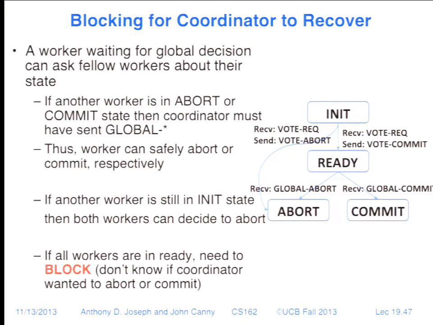On the other hand, if another worker is still in the init state, then both workers should decide to abort. Somehow there's a bigger inconsistency in the database, and the safest thing is to abort. But if all workers are in ready, that means the next message to commit or abort from the coordinator, the global message, wasn't received by anyone yet. So once again, the fallback is to stop in a blocked state to see what happens.